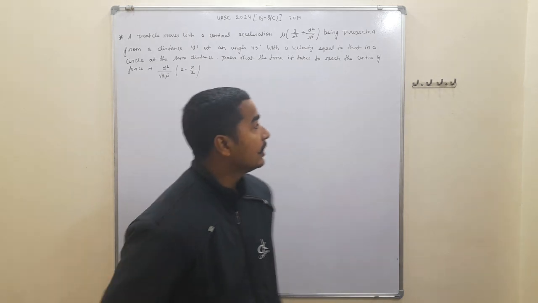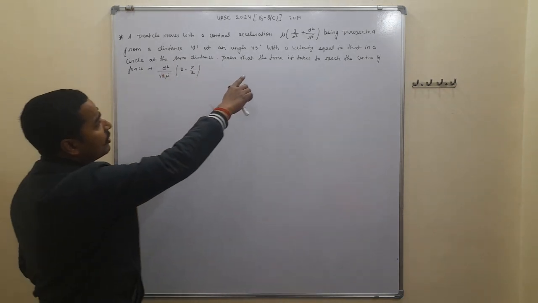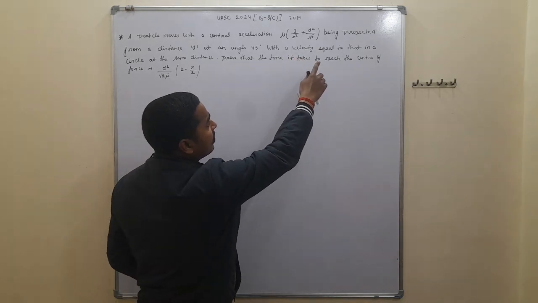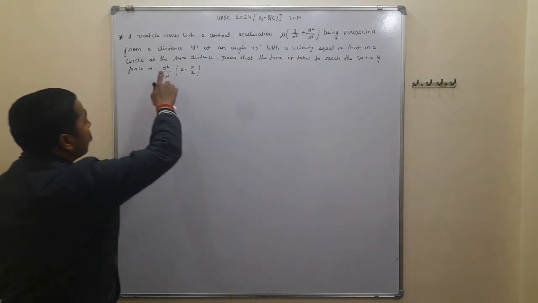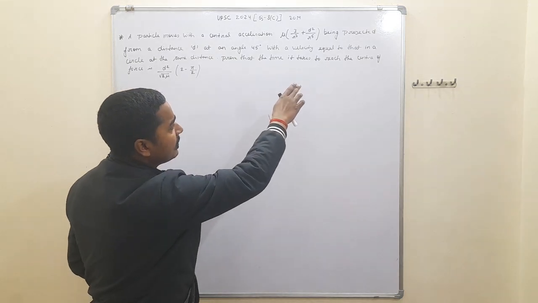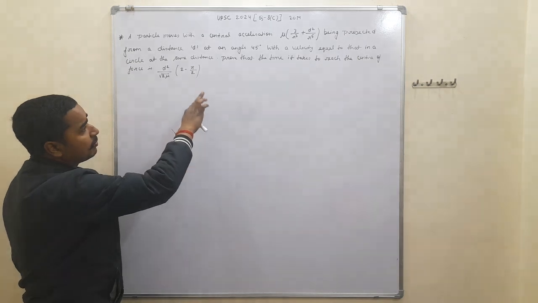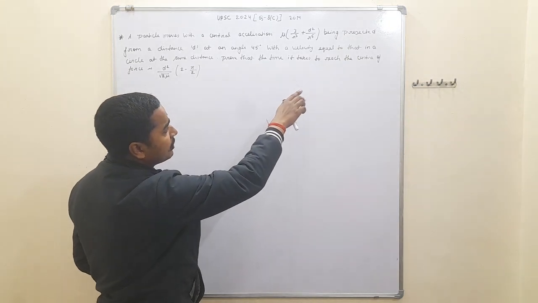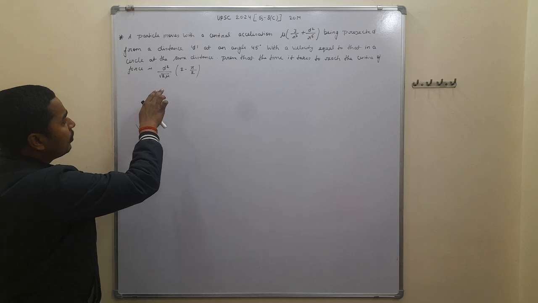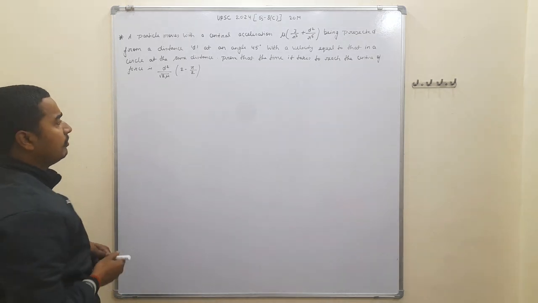Today we are going to solve the problem of UPSC 2024 from the topic Central Force and Central Orbit. Here in the question, a particle moves with a central acceleration mu times of 3 upon r cube plus d square upon r^5, being projected from a distance d at an angle 45 degree with a velocity equal to that in a circle at the same distance. Prove that the time it takes to reach the center of force is d square upon root 2 mu bracket 2 minus pi by 2. Let's solve the problem.